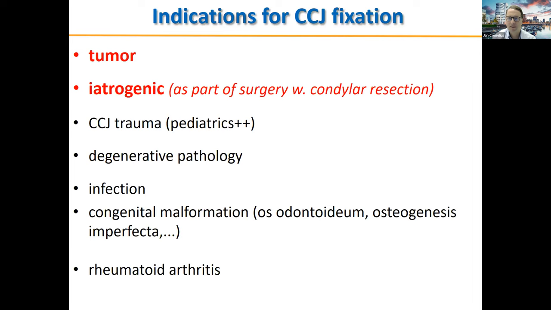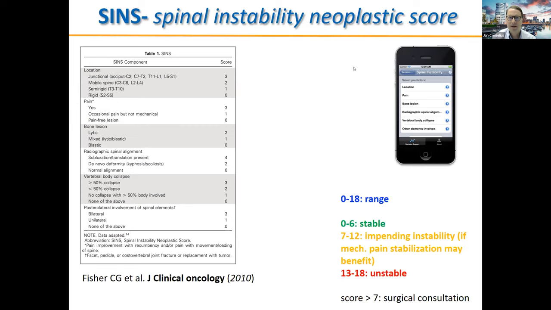So when we talk about stabilization, we first have to define what is instability. When we're talking about instability in a tumor patient, it's useful to know the spinal instability neoplastic score, the SINS score. It's composed of different items, and the range is from 0 to 18. If you are in the range 0 to 6, the situation is considered stable. If you are in the range 13 to 18, it's considered unstable. And if you're in the intermediate range between 7 and 12, you at least have to think about the need of stabilization.